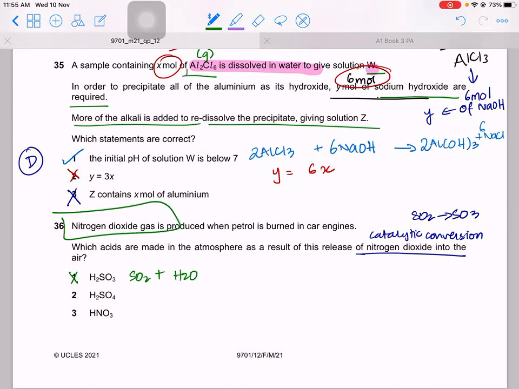So if it has been converted, will you have SO2? No. If you don't have SO2, will you have sulfurous acid? No. You will have H2SO4 and you can have HNO3 as well, where NO2 itself reacts with water to give HNO3. The answer therefore is C. SO2 will be converted in the presence of this, so there will be no SO2. If there is no SO2, can you make sulfurous acid? No.